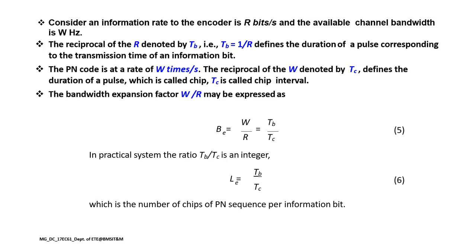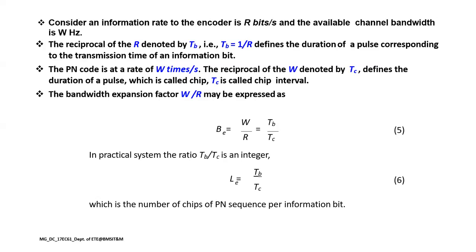So the pseudo-noise code rate will be at that rate, and the reciprocal of the channel bandwidth W is TC. As I said, TC is the chip duration or chip interval. That is the pseudo-noise code interval, which defines the duration of the pseudo-noise pulse. I said it is the chip or chip interval.